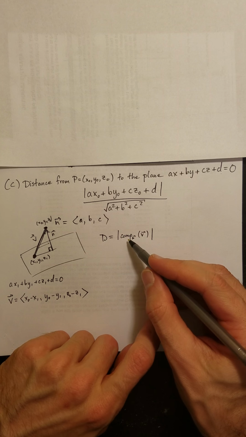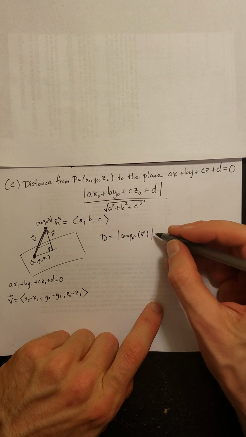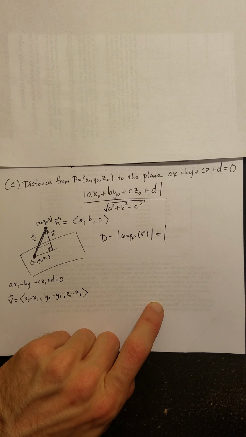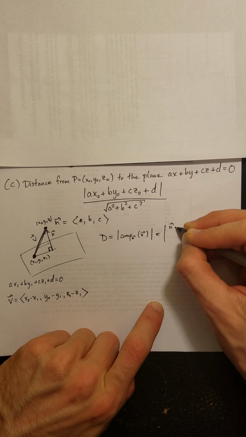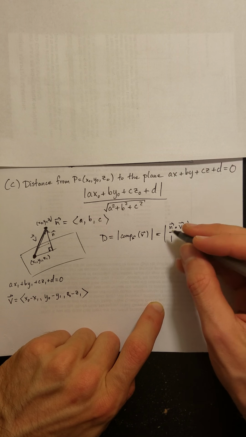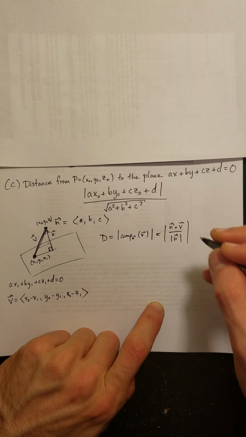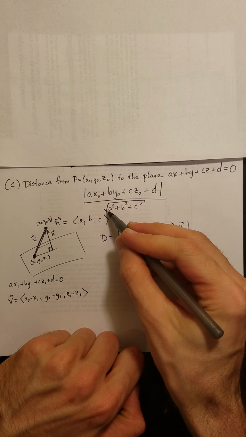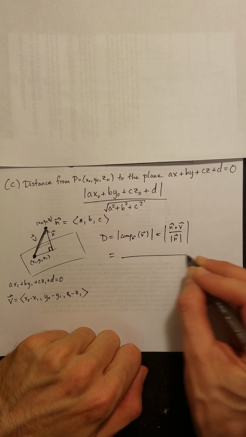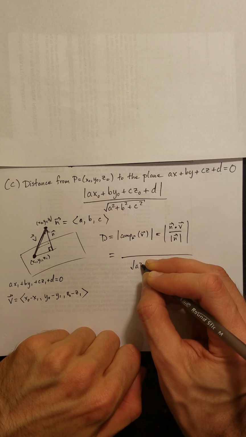Okay, and so now going back to our scalar projection, I want to take the absolute value of this scalar projection. So my scalar projection is just equal to n dot v in the numerator divided by the length of n. I can compute the length of n fairly easily. It's just square root of a squared plus b squared plus c squared. So let's just figure out what this numerator is now.